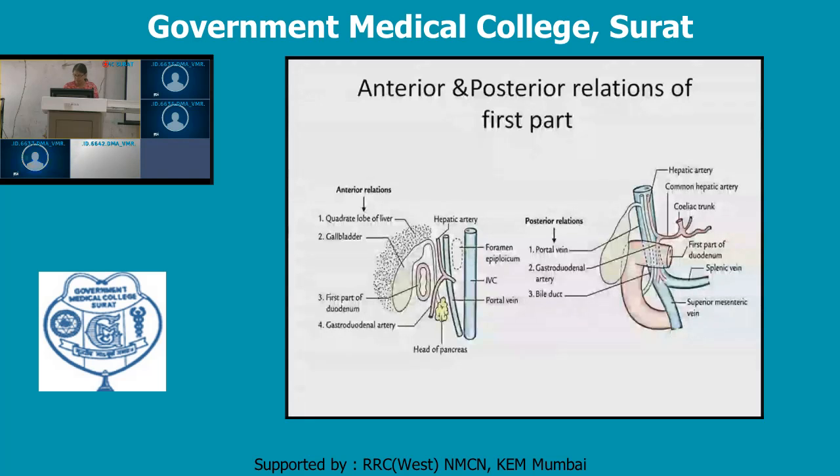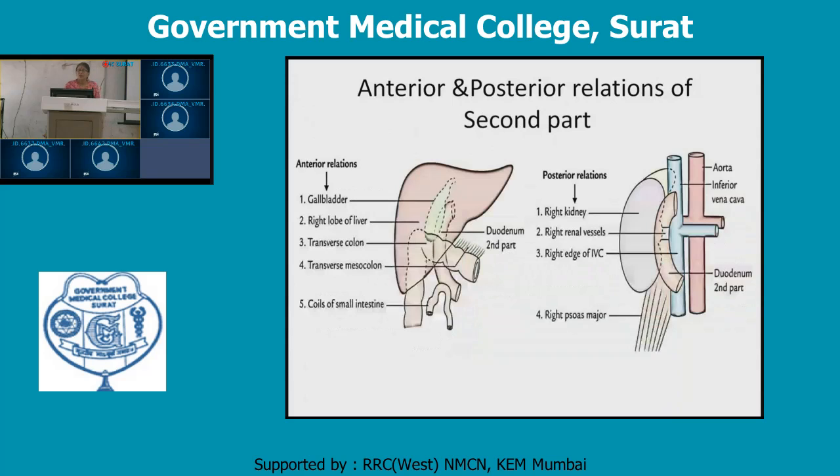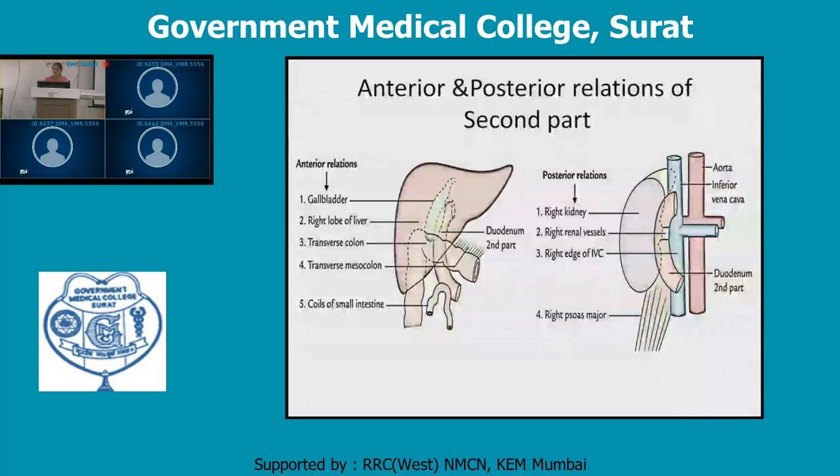And posterior relations, you already know the three structures, that is bile duct, hepatic artery, and posterior most is the portal vein. Now, anterior and posterior relations of second part. First we will see anterior and posterior relations, then we'll see the right and left. Now second part of the duodenum, it is related to the gallbladder, right lobe of liver.